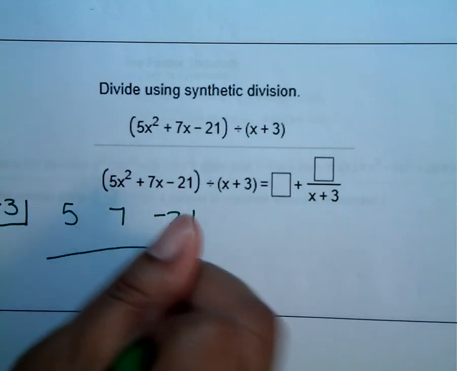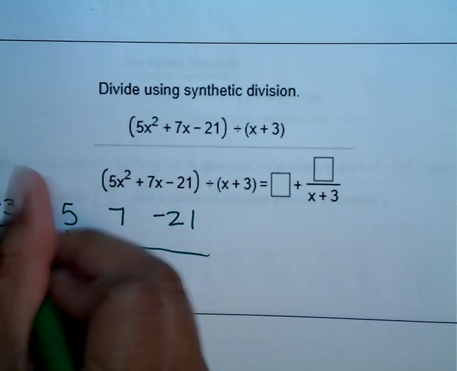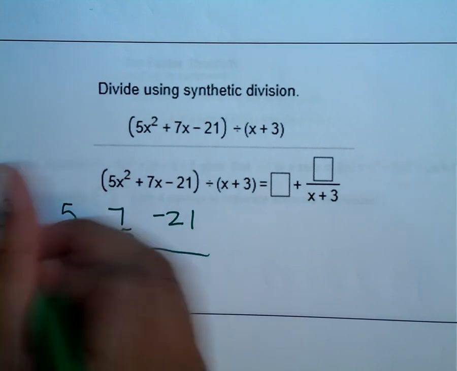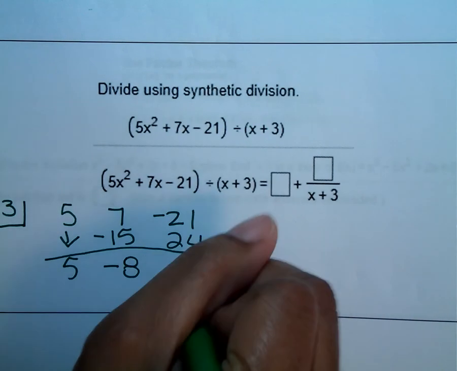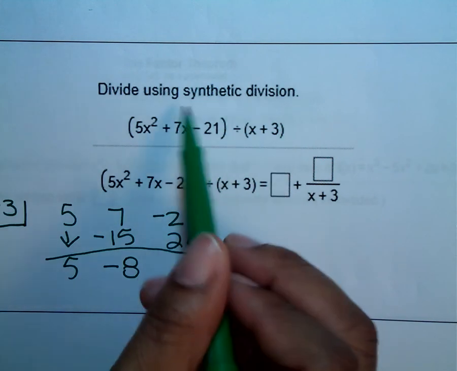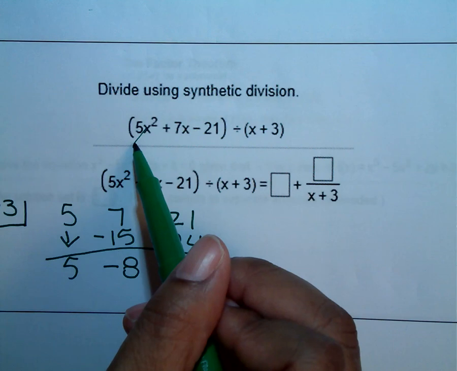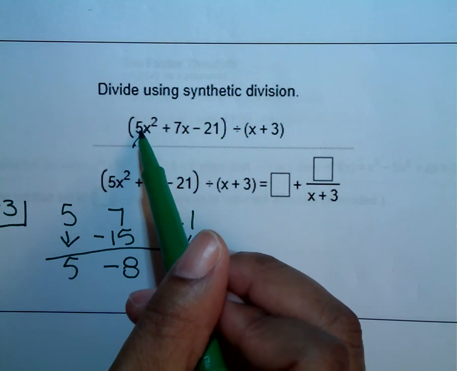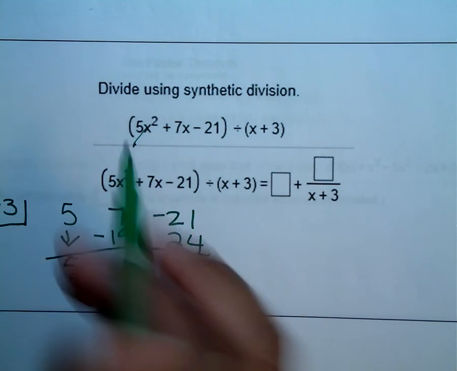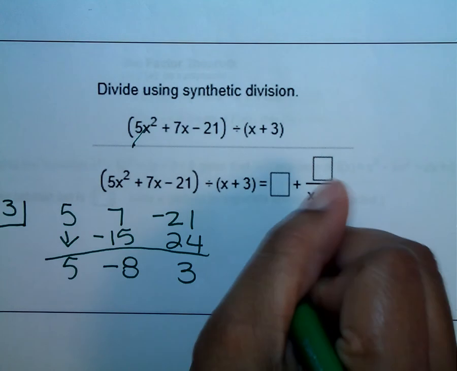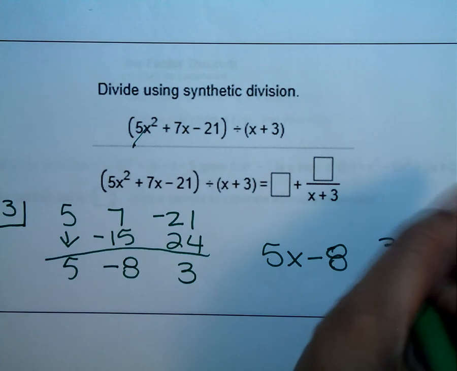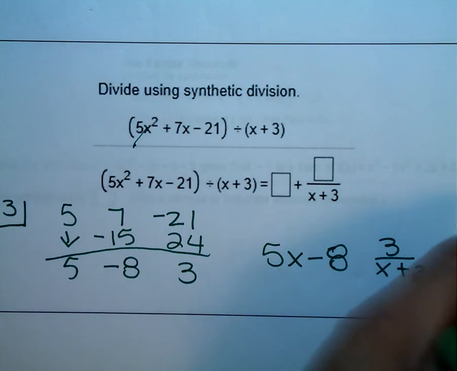So, bring down my 5. 5 times negative 3, negative 15. Then I have a negative 8. Negative 8 times negative 3, 24. Then I got a positive 3. So, those are my numbers. The key is to remember, hey, how do I write my answer? So, my original problem was 5x squared. When I write my answer, I have to start off with 1 power less. So, 1 less than 2 means I just have 5x minus 8. My remainder is 3, which means it'll be 3 over x plus 3.